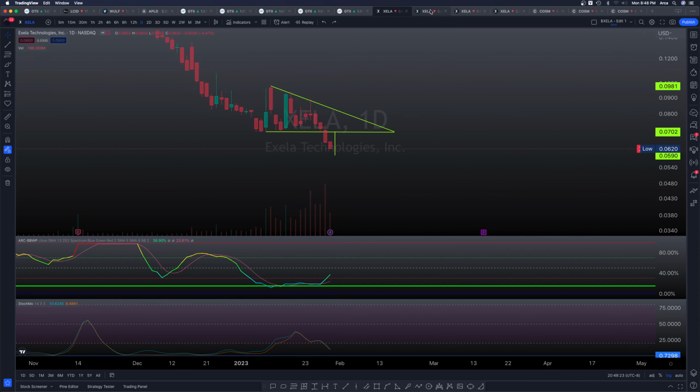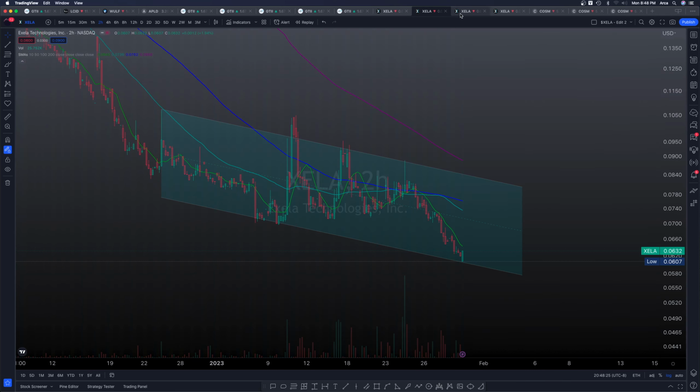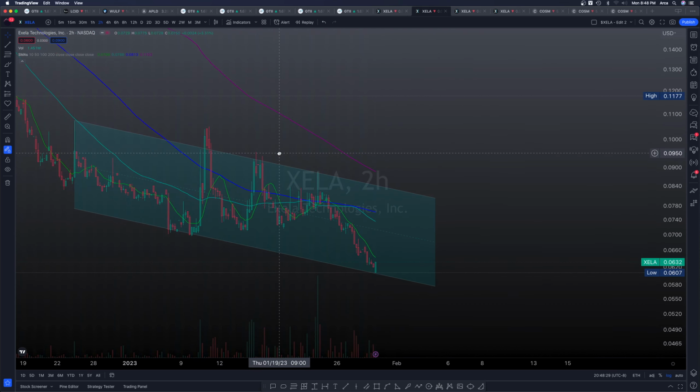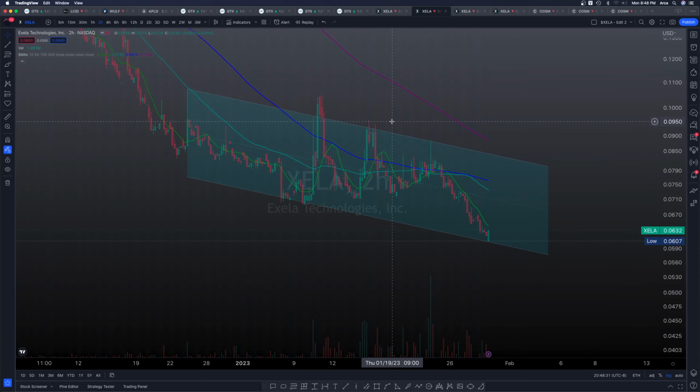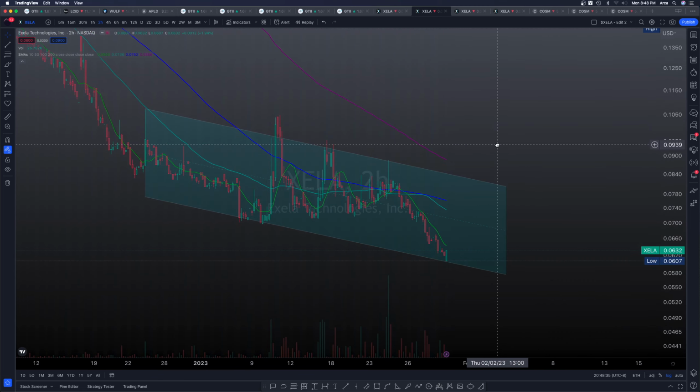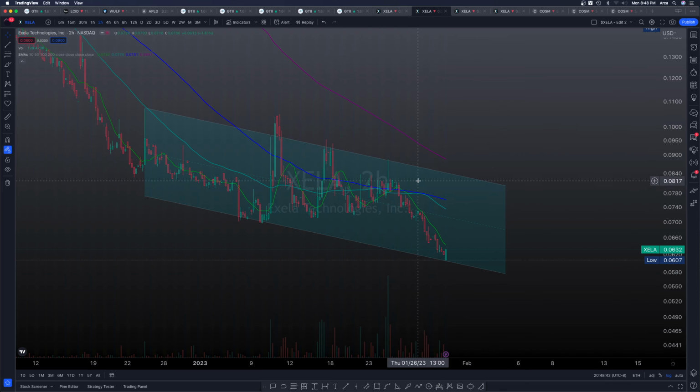So let's go ahead and move on to the next chart because there are some very important things that I need to talk about. Okay, so this on the bi-hourly chart is actually a descending channel. Now, the descending channel is usually a signal of a reversal or a bullish trend incoming, okay, as soon as it is resolved.